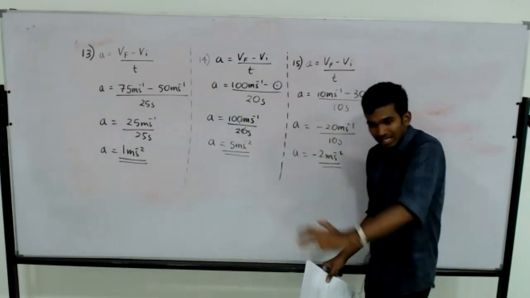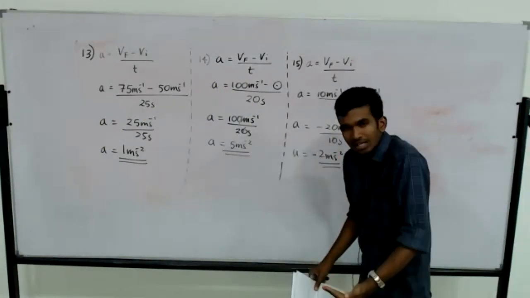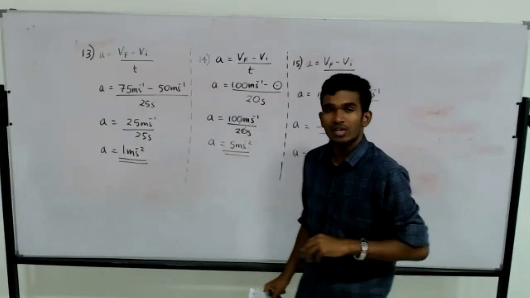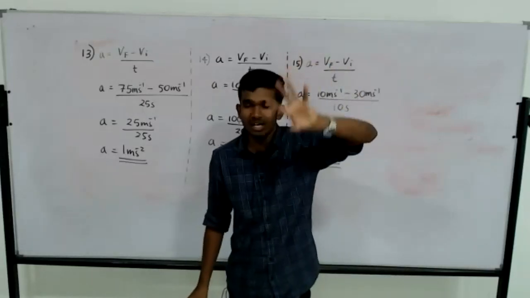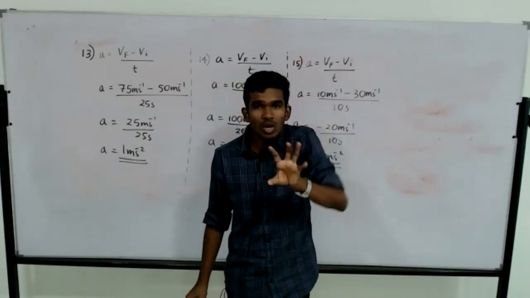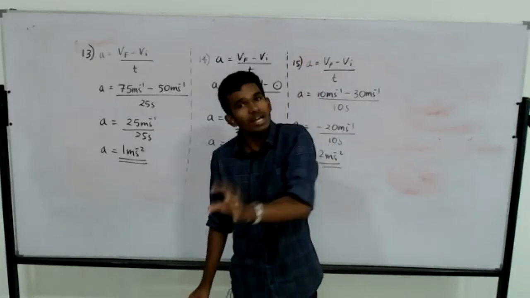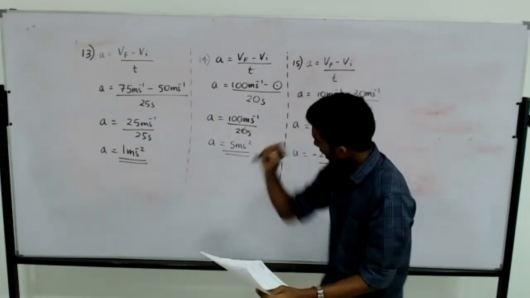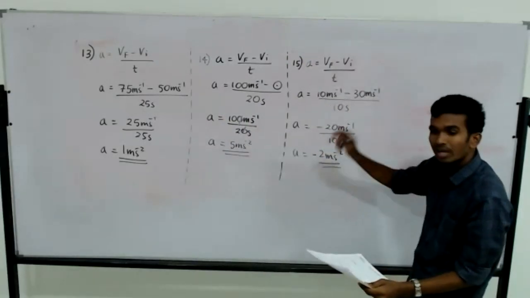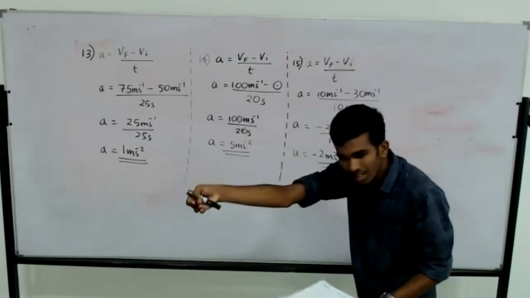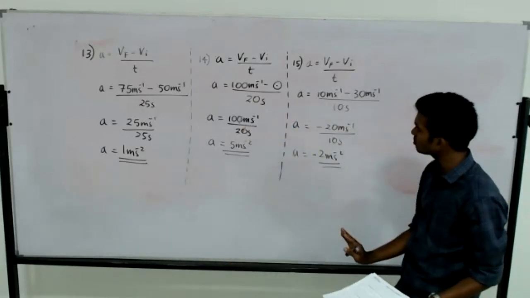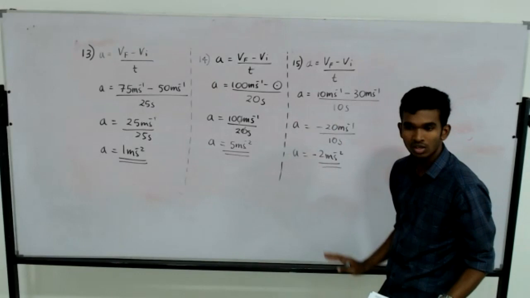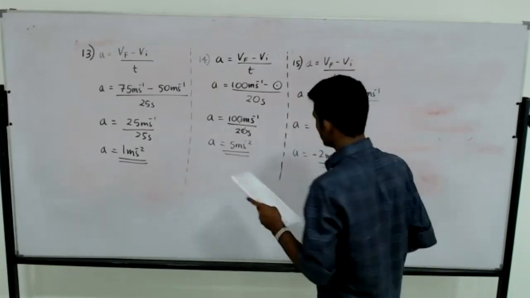Why? The word deceleration itself means a negative acceleration, right? So when the word itself means negative acceleration, you don't need to give deceleration as a negative one. Here they are asking acceleration, so acceleration is negative. In case they ask for deceleration, deceleration is positive 2 ms to the power minus 2. Clear? Understood? Let's do the last one.